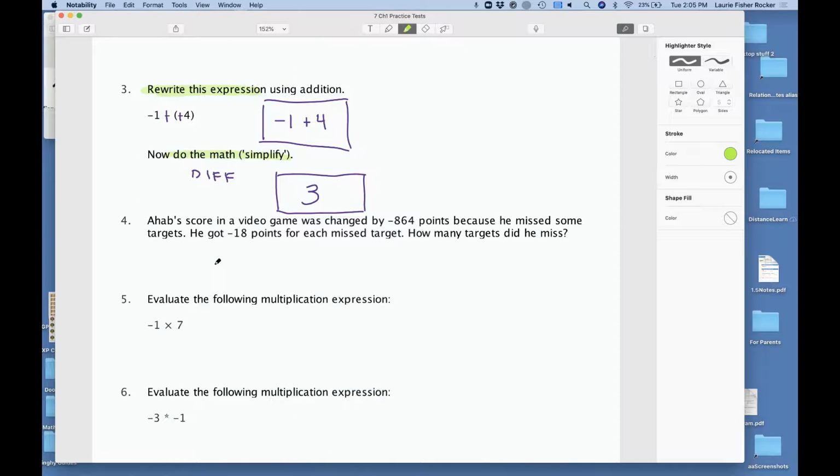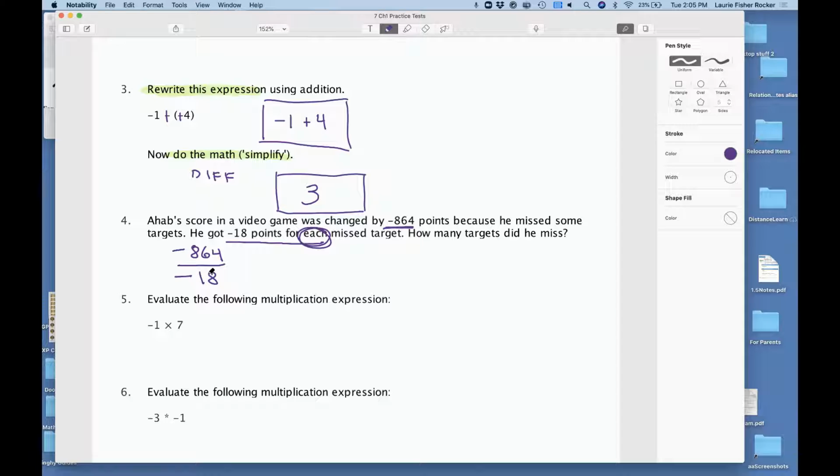Okay, let's read this next problem. This looks kind of tricky. Ahab's score in a video game was changed by -864 points because he missed some targets. He got -18 points for each target he missed. How many targets did he miss? So that's basically -864 divided by -18. That's kind of a big number. So I'm going to have to do some division there.